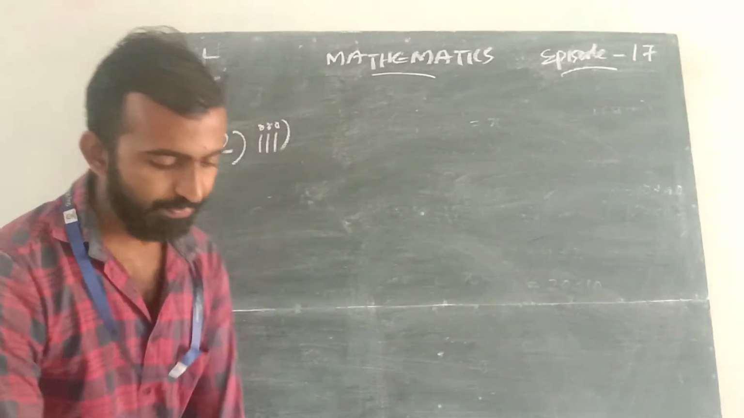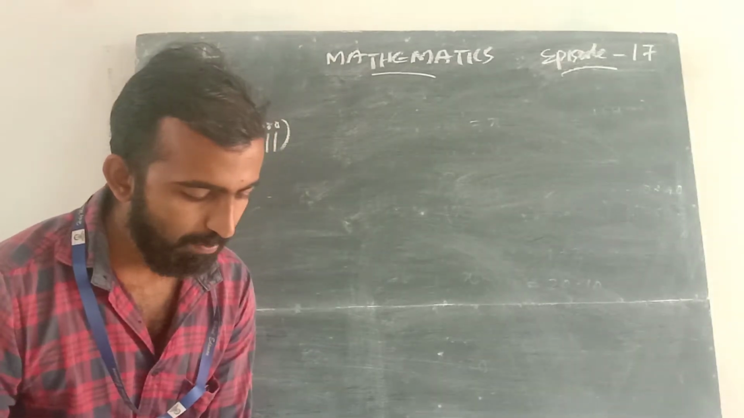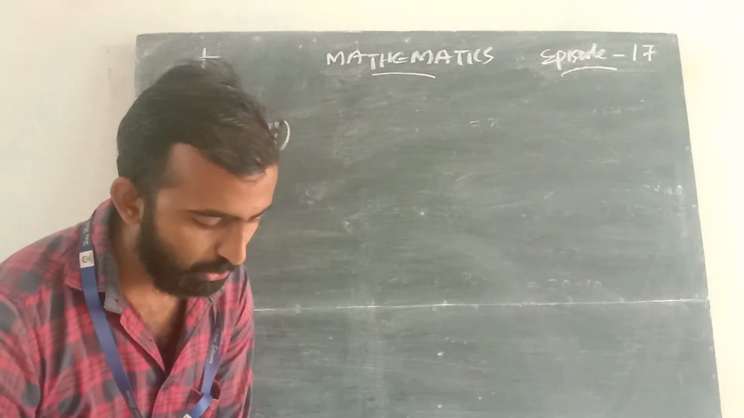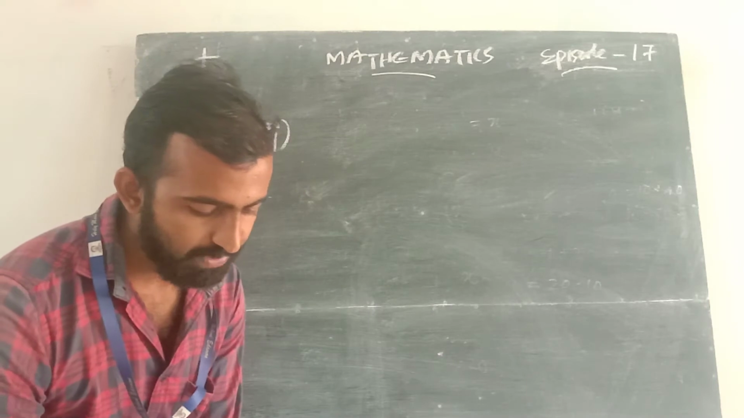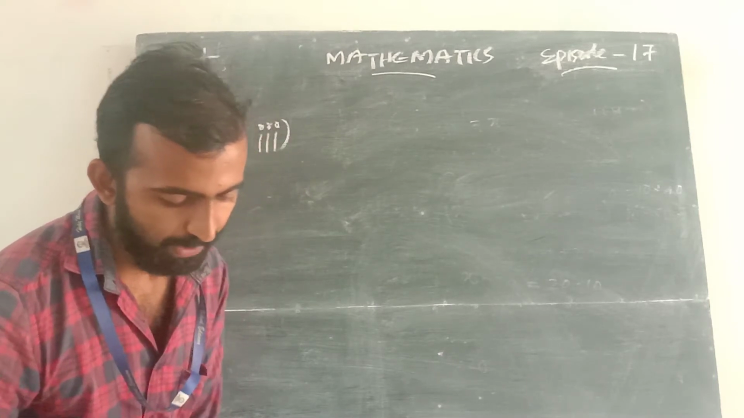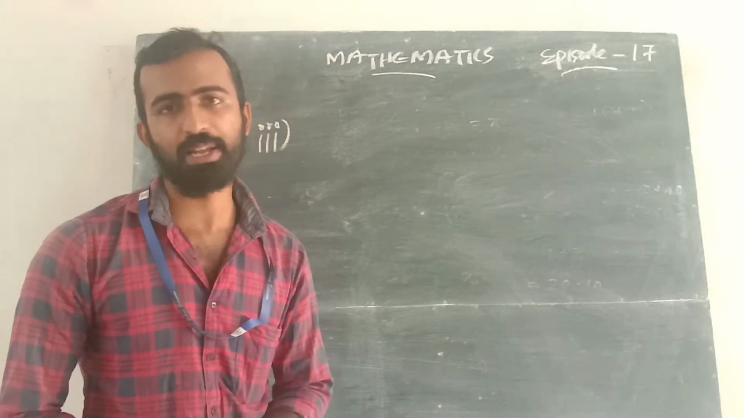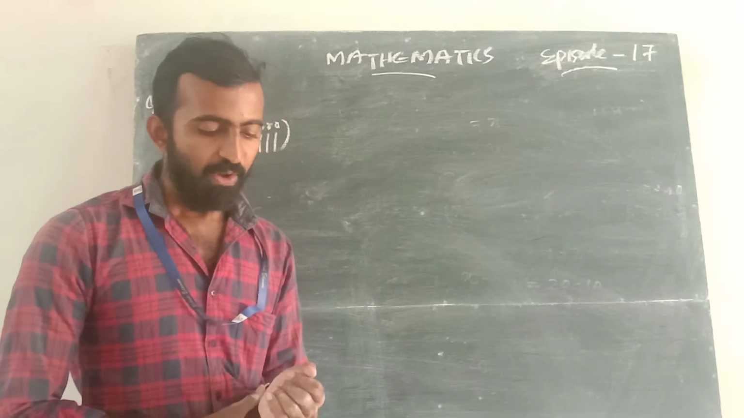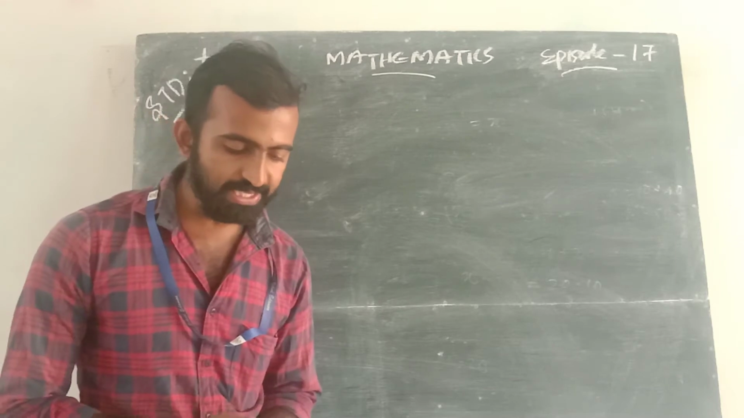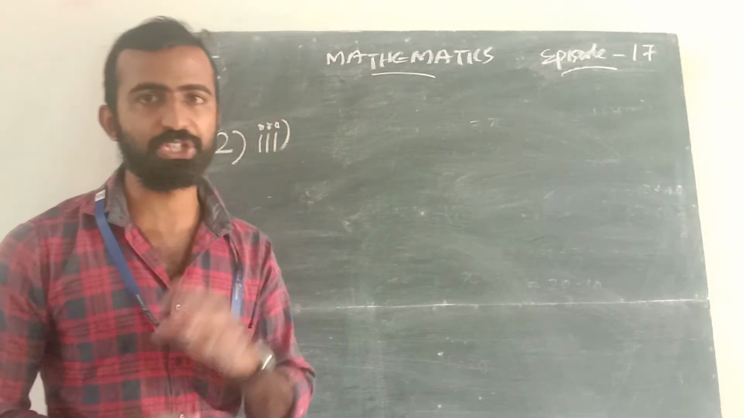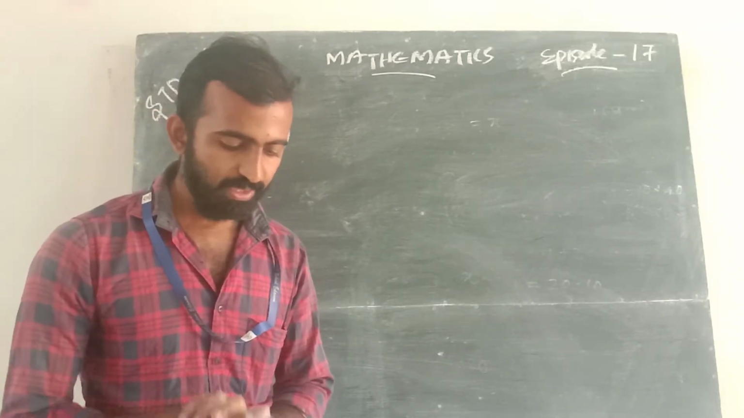What is the third question? The sum of the digits of a 2-digit number is 9. Also, 9 times the number is twice the number obtained by reversing the order of the digits. Find the number. I repeat, the third part is: the sum of the digits of a 2-digit number is 9. And what is the next one?